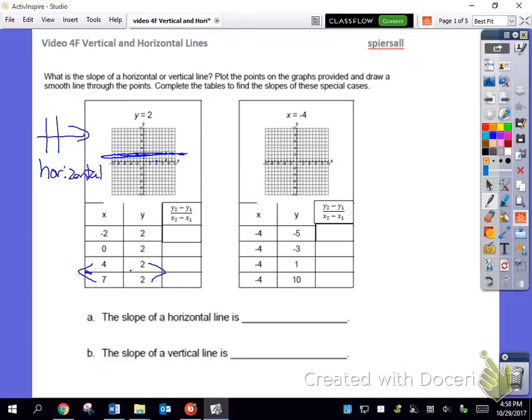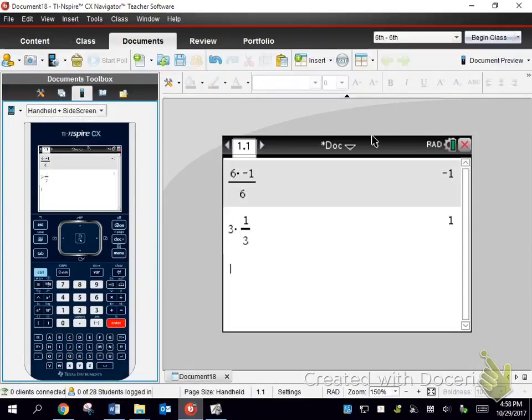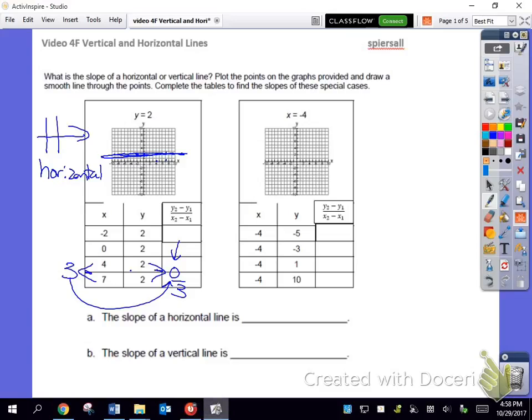Now, on the horizontal line, let's find the change. 7 minus 4 is 3. 2 minus 2 is 0. When I bring that over, I'm going to divide, and you always enter from the top down. 0 divided by 3. Enter. You get 0. So the slope is 0. So a horizontal line goes side to side, and the slope of a horizontal line is 0.